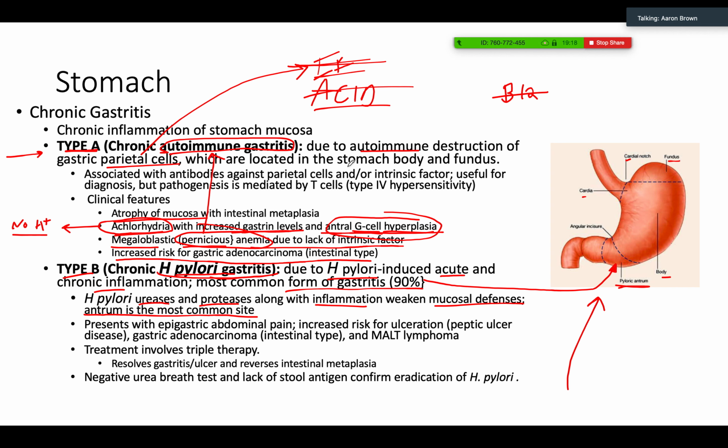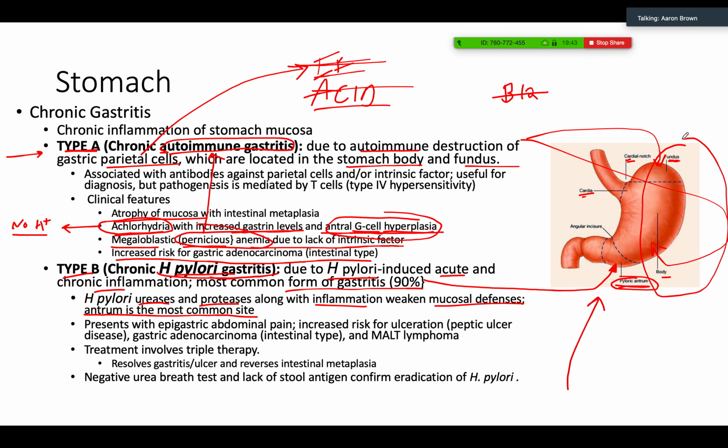Okay, and just to take a step back, let's look at where type A gastritis happens. It says stomach, body, and fundus. Okay, so let's look at where the body and fundus. We have cardial notch, cardia. Okay, here's fundus. So type A will happen here. And body. Okay, type A will happen here. That is different. That is a different area than type B. Type B is in the pyloric antrum. Type A is in the body and fundus.